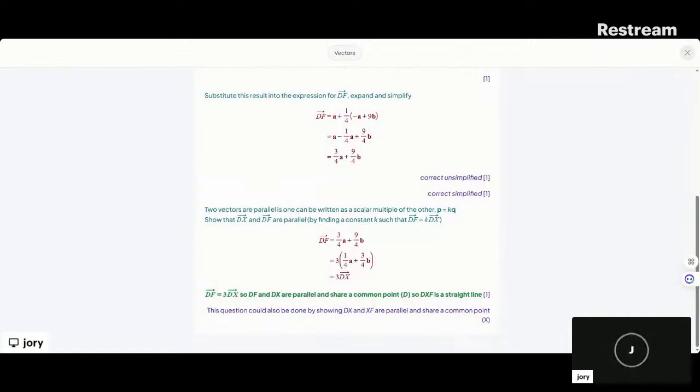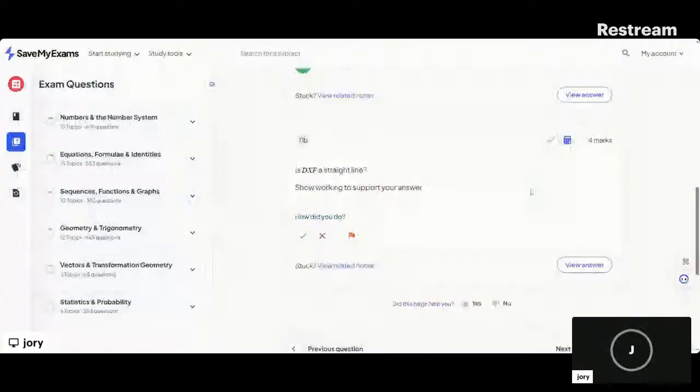Oh, the question could also be done by showing the DX and XF apparent check on point. Okay, so they're parallel. I have to memorize this. They are parallel because they're parts of each other and share a common point. So it's a straight line. Noted to self.